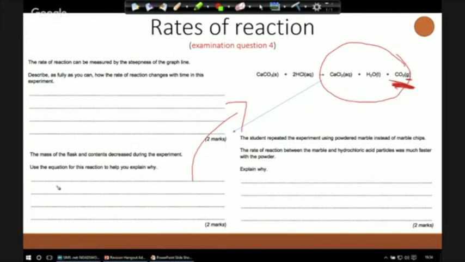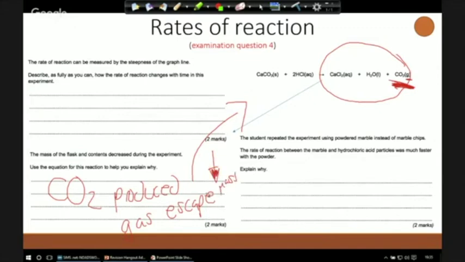And so, if we say that carbon dioxide is produced, which is a gas which will escape, we're going to find that very difficult to record the mass of. And so we should find, because we've produced the gas, that our mass decreases. The carbon dioxide is very difficult to weigh.